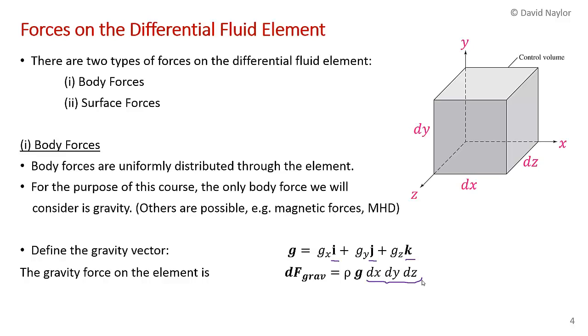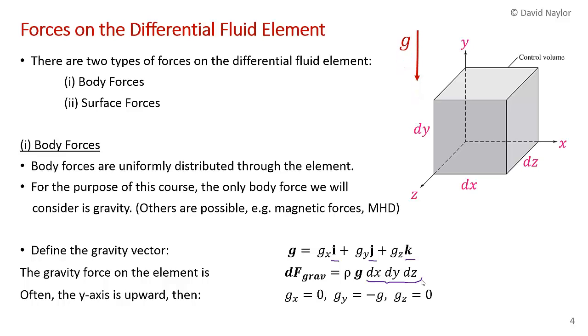And now it's really your choice to decide which way you orient the axes in an analysis. Often the y-axis is upwards, as I've drawn here. And if that's the case, then g acts downwards in the negative y direction. And so we get there's no component of g in the x direction. In the y direction, g is equal to minus g, the actual gravitational acceleration, so 9.81 meters per second squared, or 32.17 feet per second squared. And then there's no component in the z direction. That's when, of course, you have the axis orientation that's shown in the diagram here.